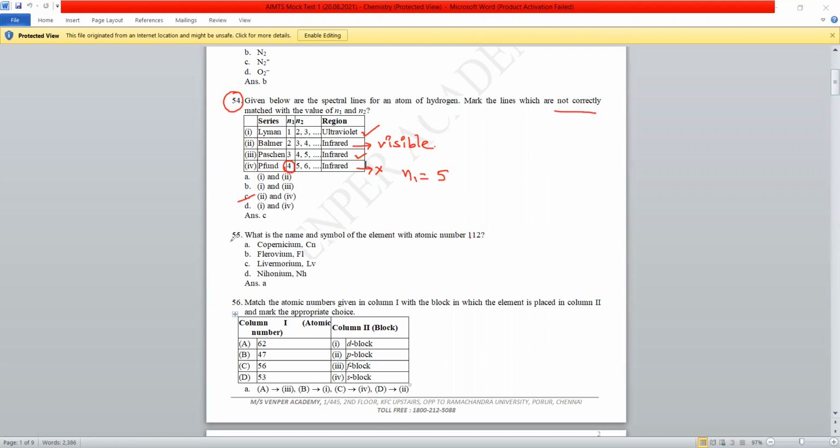Next question number is 55. What is the name and symbol of the element with atomic number 112?